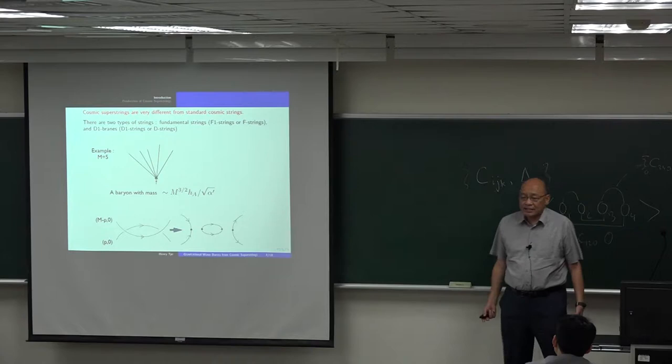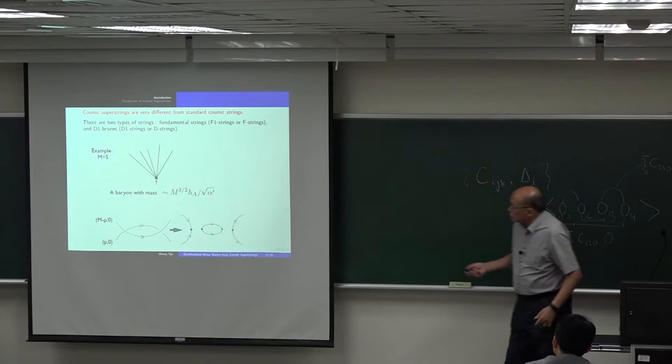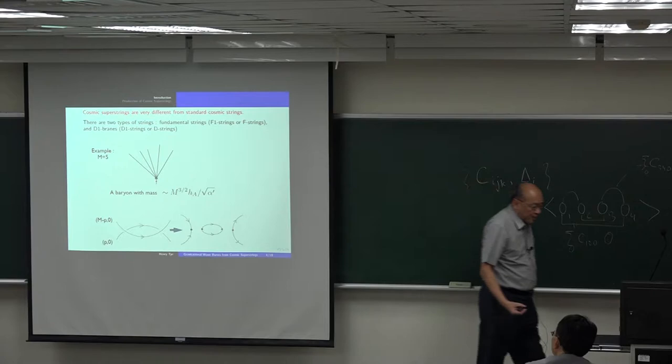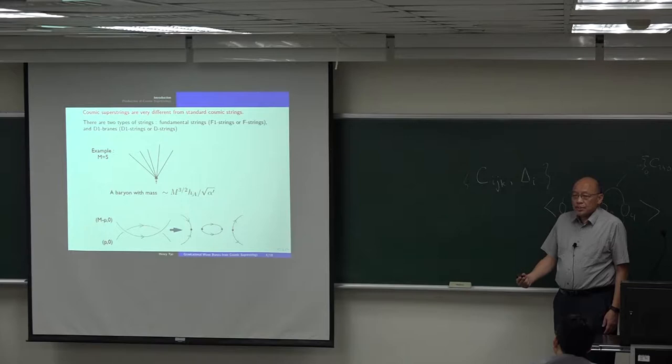On the other hand, suppose I have two strings, and the strings pass each other. When they pass each other, this is called intercommutation. They can recombine, as in the picture shown here. Depending on the different kinds of strings, they will recombine in different ways. And for traditional cosmic strings, the probability of recombining is 1.